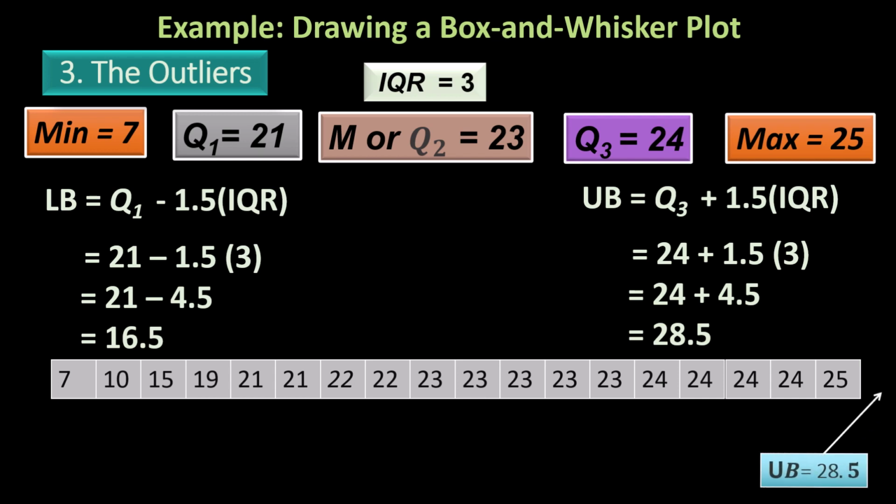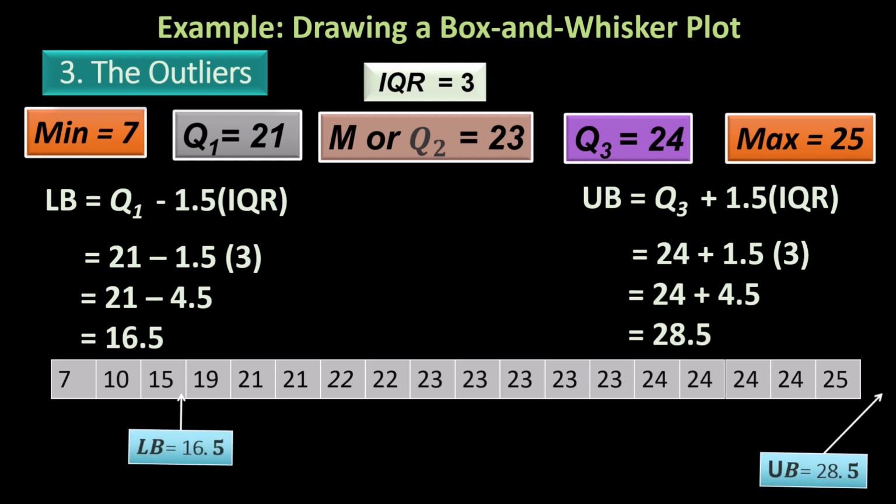Now, to find the outliers, let me consider the ordered dataset again and consider the upper bound first. The upper bound is 28.5. That means there is no observation above the upper bound. So what is the maximum? Maximum is 25. But the upper bound is 28.5, greater than the maximum. Therefore, there are no outliers above the upper bound.